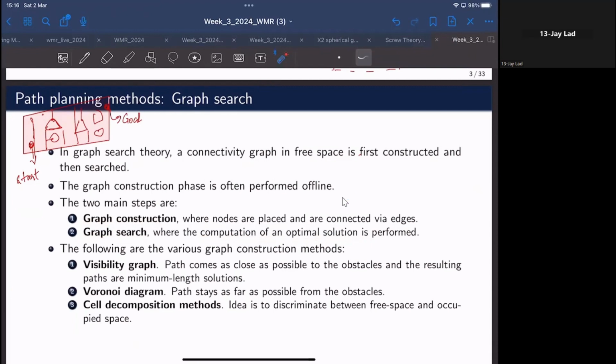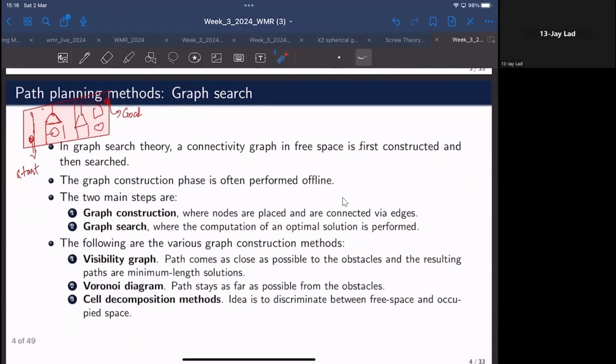Again, there are multiple ways you could create this connectivity graph. Graph construction is the creation of a connectivity graph in free space, and there are multiple methods where you can do this. If you can recall from the lectures, one of them is called the visibility graph. The second is called the Voronoi diagram, and the third is called the cell decomposition methods. There are two different kinds of cell decomposition methods. We'll see that in the upcoming slides. We'll go into detail about each of these construction methods.